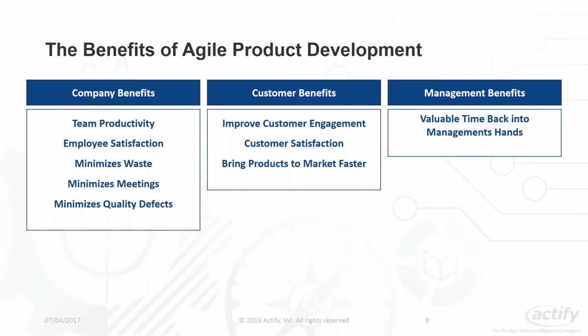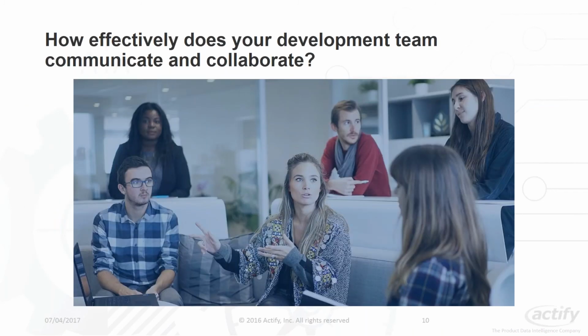Agile product development improves customer engagement because we include them in that process. Customer satisfaction increases and we can bring products to market faster. And finally, by dramatically reducing the time wasted in micromanaging projects, this puts valuable time back into the hands of senior management. So how effectively does your development team communicate and collaborate today?